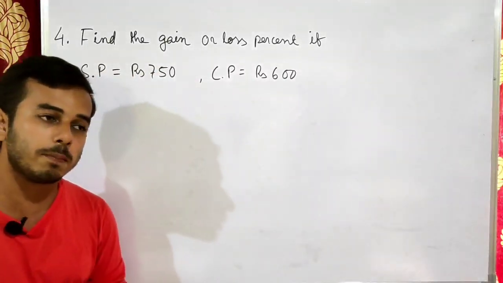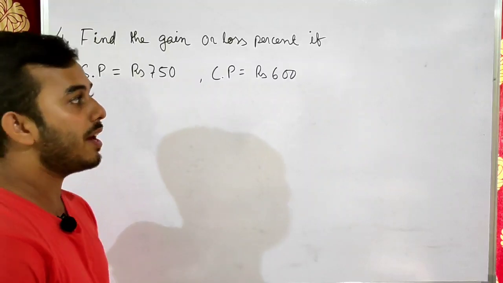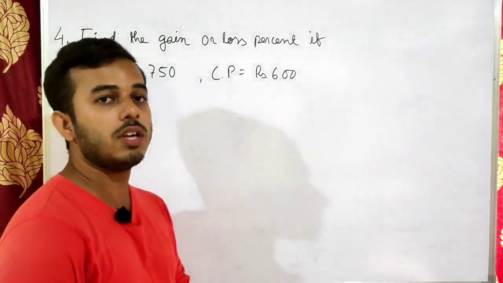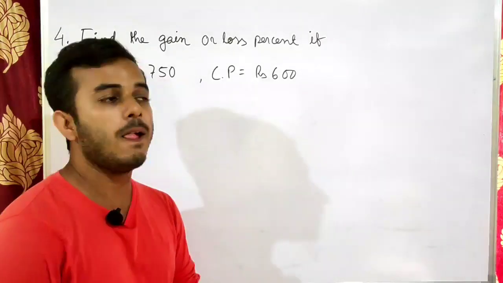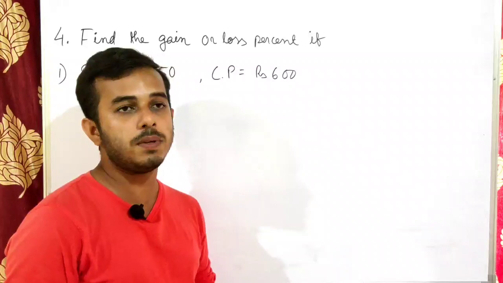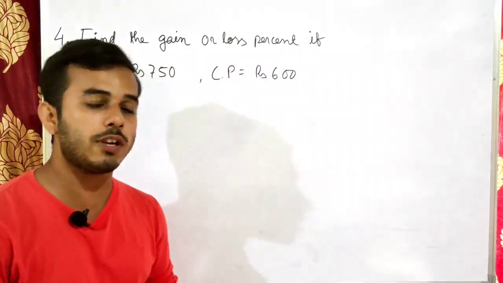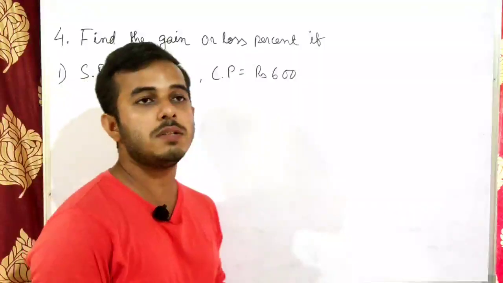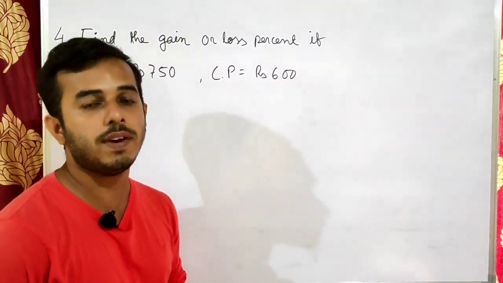As in the earlier one, this question is also the same. Here we have to find out the gain or loss percent. Here SP is 750 and CP is 600. By looking, we can say this transaction was a profitable one, because we know when SP is greater than CP, we make a profit. So definitely here we will find the gain percent. The relation between gain percent and CP is gain divided by CP into 100.